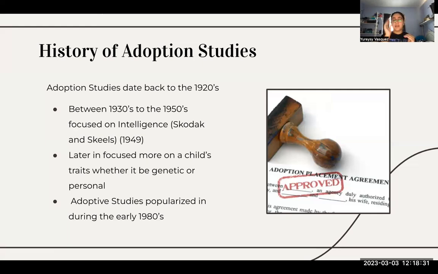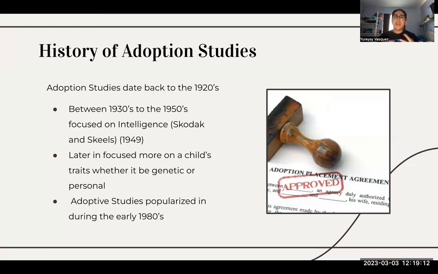There was a study I read about from Skodak and Skeels where they took a child from a biological family and tested the biological family to see if their IQ was average or below average. They placed the child into a family that had a higher IQ to see if that would make them smarter or more intelligent. But as the studies went on, they started learning that genetics have a high influence on your IQ. So it wasn't that the study was inconclusive, it's just that it would have been a little biased since genetics do have a big role in IQ.